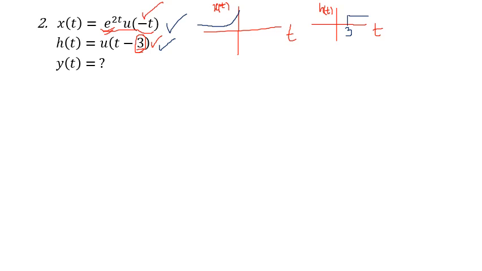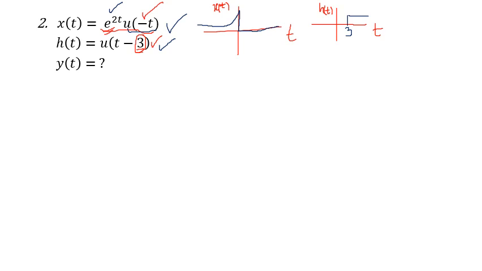So I have plotted the two signals. This is x of t, because x of t is e power 2t u of minus t. Because it's multiplied by u of minus t, which is 1 from minus infinity up to 0, I get this signal from minus infinity up to 0, but for positive values of t the step function is 0. So the resulting signal will be 0 for positive values of t. Similarly, this is the step function shifted 3 units, so I plotted this one.